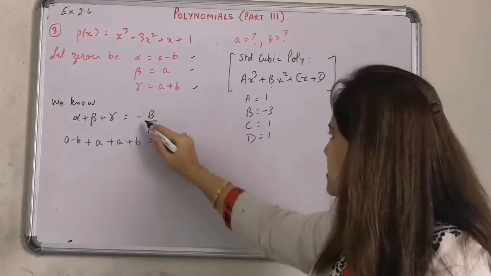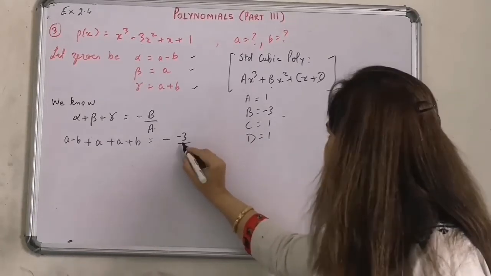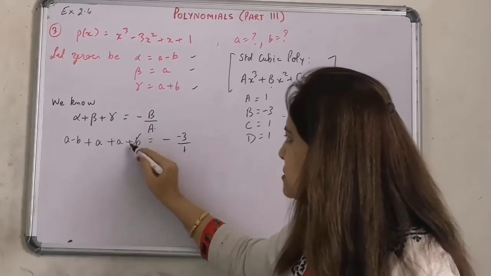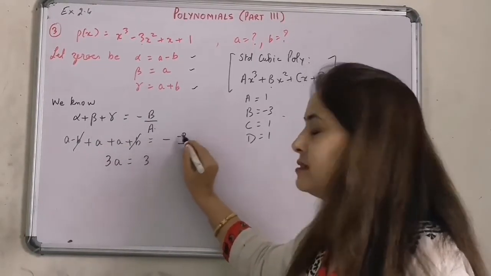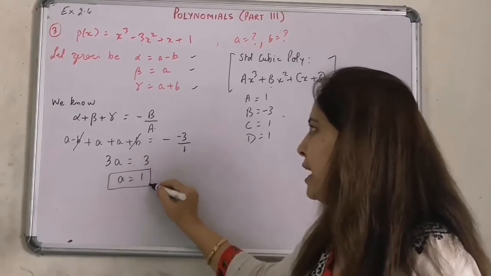So here this minus comes as it is. Capital B is minus 3 upon capital A. A is 1. So if we work on this, plus b and minus b cancel. 3a is equal to plus 3. Minus into minus is plus. So a is equal to 1. Here we get the value of a.